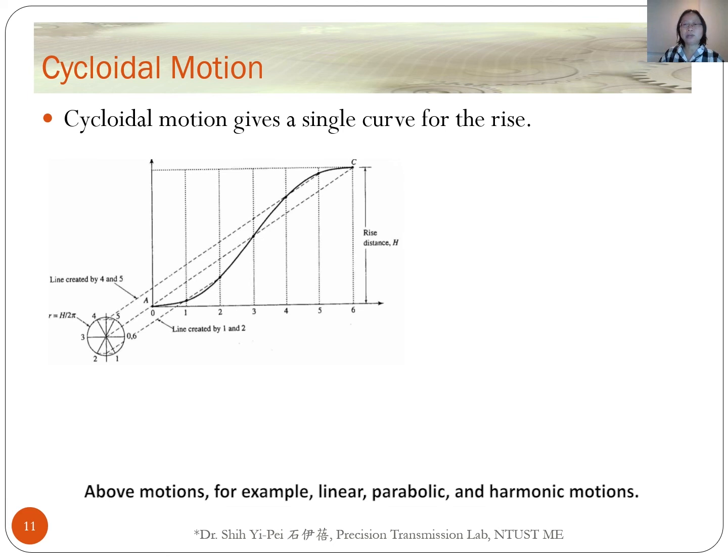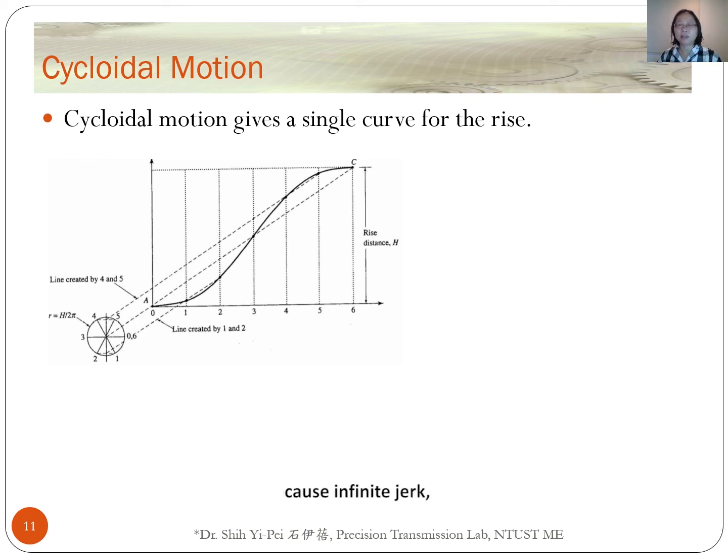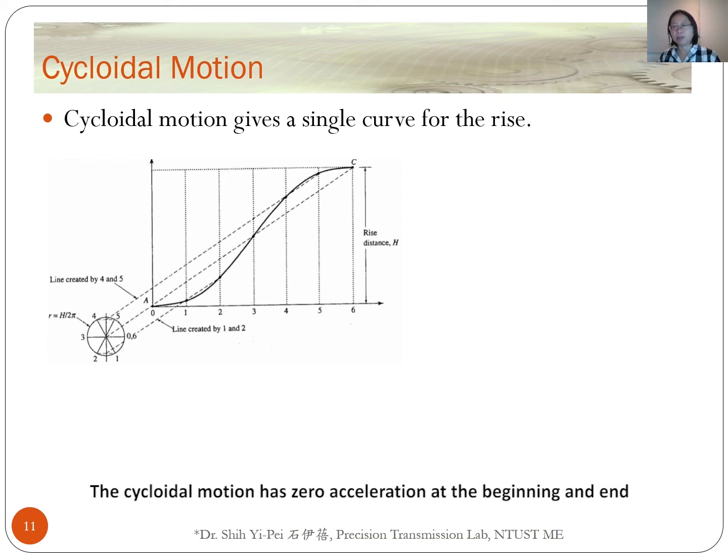About the motions: linear, parabolic, and harmonic motions have non-zero values of acceleration at the beginning and the end of the curves that cause infinite jerk. Therefore, they are limited to relatively low speeds. The cycloidal motion has zero acceleration at the beginning and end of the curve, so it is useful for applications at relatively high speeds.